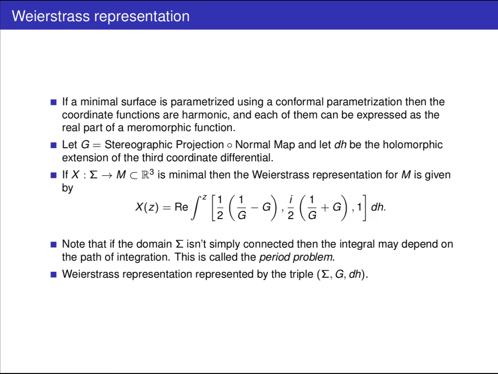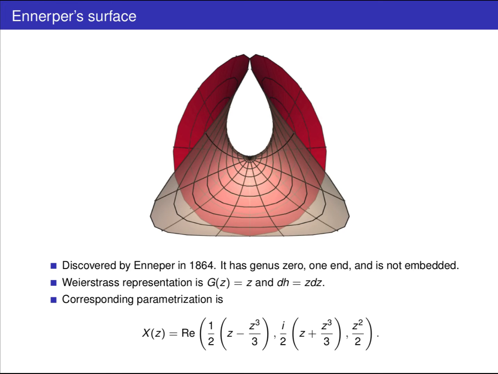The Weierstrass representation is represented by the triple: the domain sigma, together with the Gauss map G and the height differential dh. So, some examples of surfaces and their Weierstrass representation.